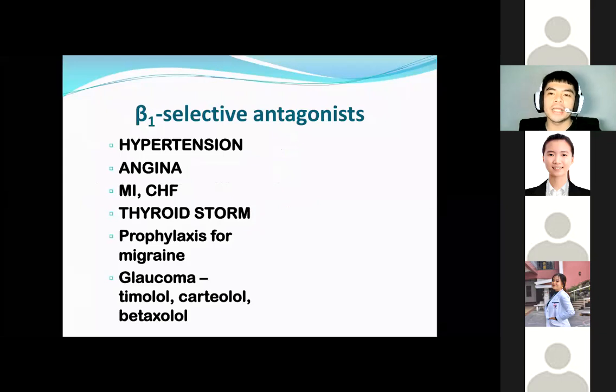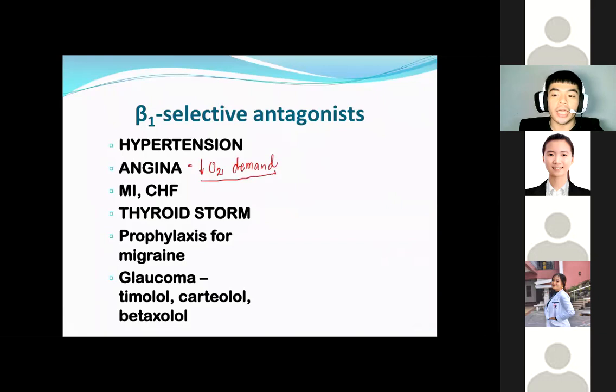What about for cardioselective beta blockers? Cardioselective beta blockers applications are antihypertensive sila. So they are being used as antihypertensive agents but not first line. And then anti-anginal agents. That is because these agents can lower myocardial oxygen demand by the heart. Madidiscuss natin ang angina sa bandang gitna ng midterm grading period. So maiintindihan nyo pagdating sa angina what is meant by decreasing oxygen demand.